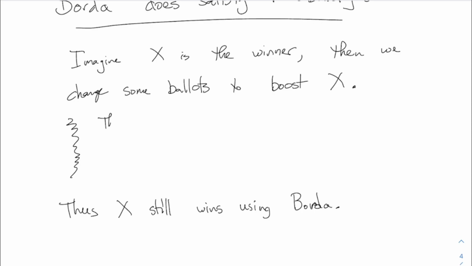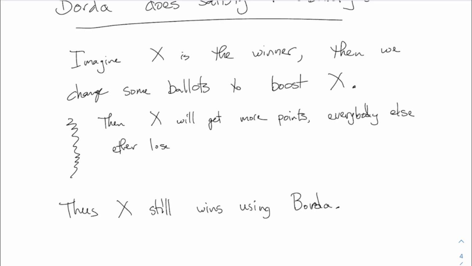That's because then X will get more points and everybody else either loses points. If you know, to move X up, you have to move somebody else down. So somebody else is going to lose points. I will say everybody else either loses points or stays the same. And that is why X will still be the winner using the Borda.